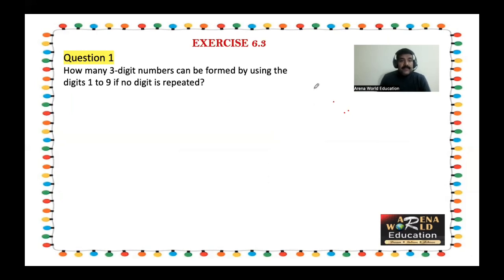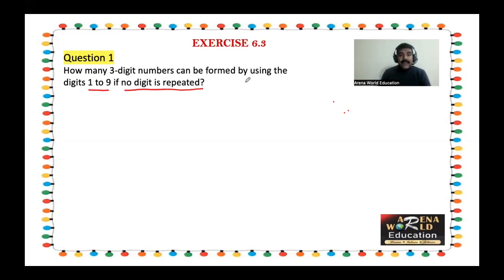What is given? How many three-digit numbers can be formed by using the digits 1 to 9 if no digit is repeated? This question is, if you read questions related to exercise 6.1, just a recapitulation of 6.1. So we will solve this question both ways, and here we will use the permutation formula.